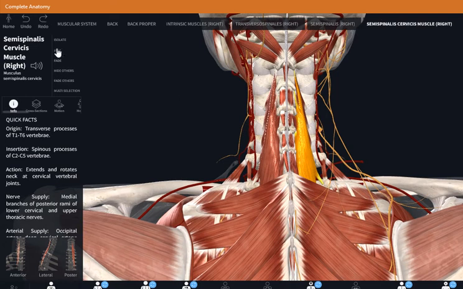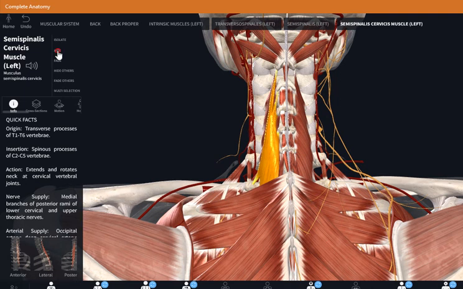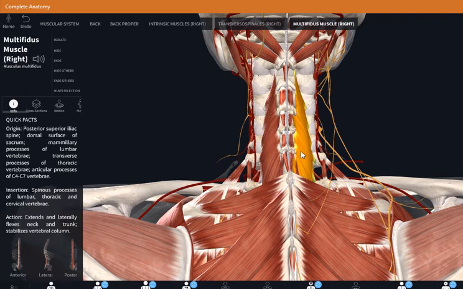So now you can hide it. You come again here, semispinalis cervicis, hide it. Now this other muscle here is called the multifidus muscle. You have the multifidus muscle here. The multifidus muscle, we have the origin and the insertion.